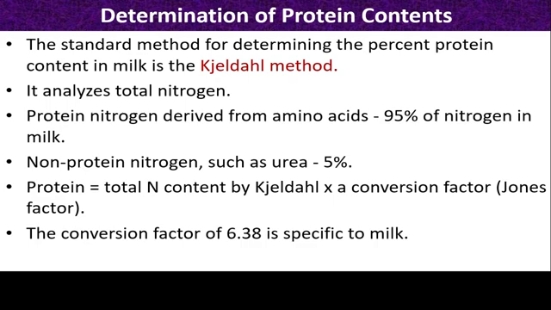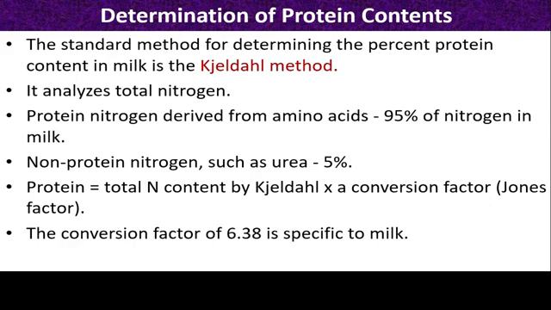Determination of protein content. The standard method for determining the percentage protein content in milk is the Kjeldahl method. It analyzes total nitrogen content. Protein nitrogen is derived from amino acids, which make up 95% of nitrogen in milk.